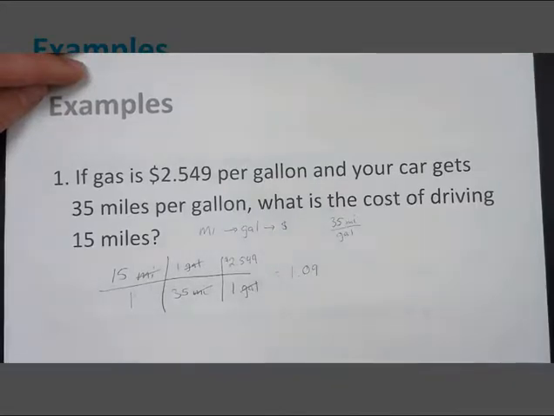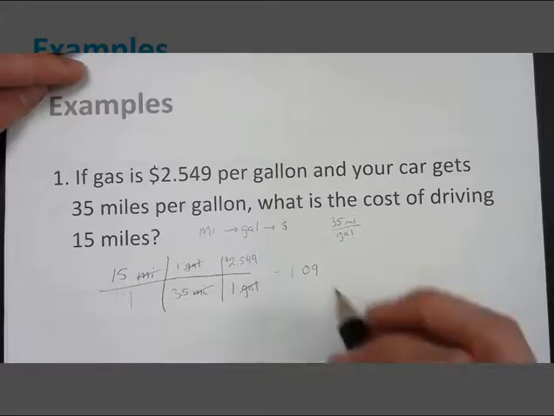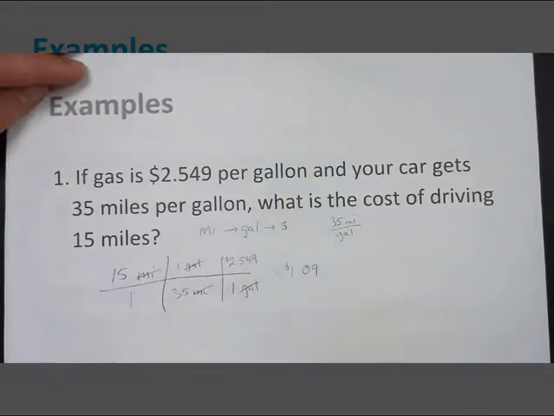And 3 sig figs. Well, I guess you should have 2, but it's a cost, so it's always going to have 2 decimal places. So if you wanted to say $1.1, that would be fine.